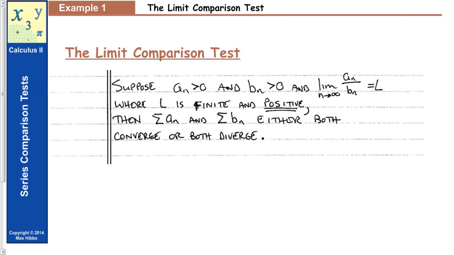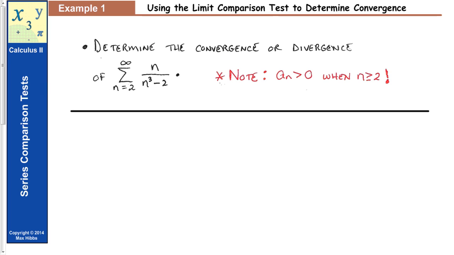Whoops, I gave you a glimpse of the whole next slide accidentally, so let's start that over again. Now this is using the limit comparison test. And here's our first problem: to determine the convergence or divergence of the series from n equal 2 to infinity of n over n cubed minus 2.